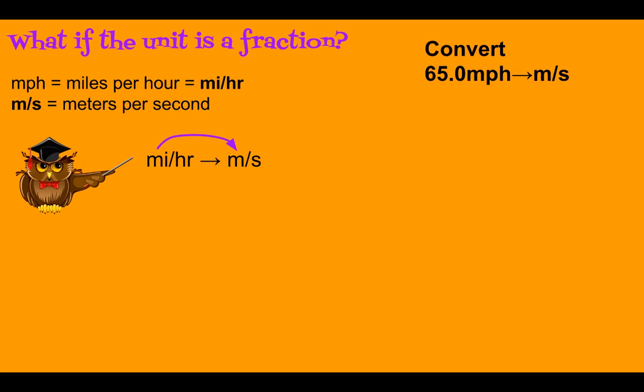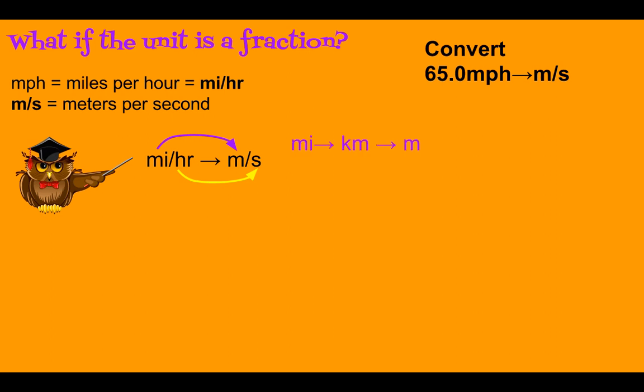If you look at the denominators, they're both time, per hour, per second. So we're converting hours to seconds. So you're going to be doing both conversions simultaneously or in the same equation. So let's try this out.